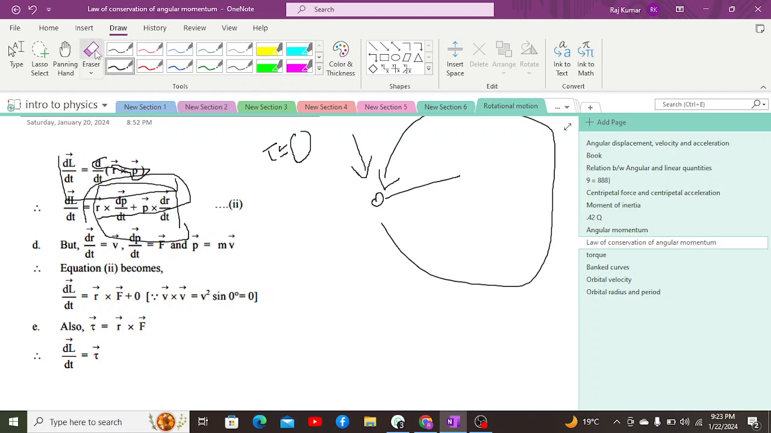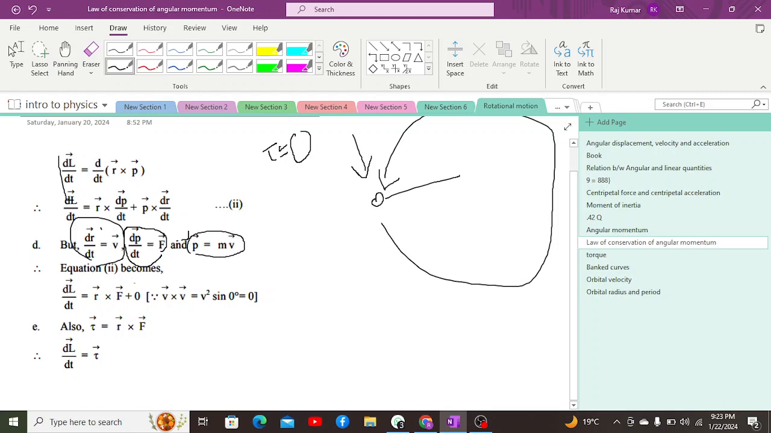So this would be considered as a theorem which we are going to utilize in this condition. After applying the theorem, we get r × Δp/Δt + p × Δr/Δt. Now we know that Δp/Δt is equal to force, as the rate of change of linear momentum is force, and p is equal to mv. So Δr/Δt is equal to v.